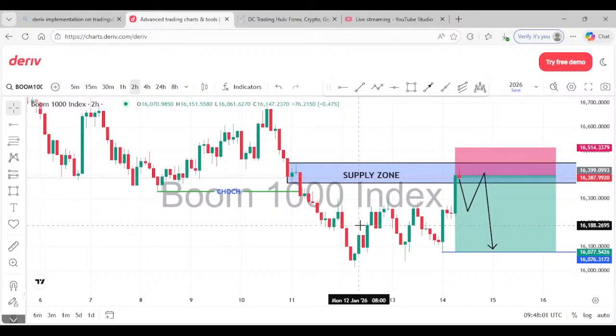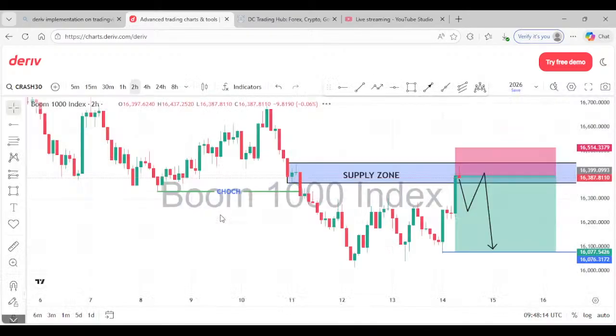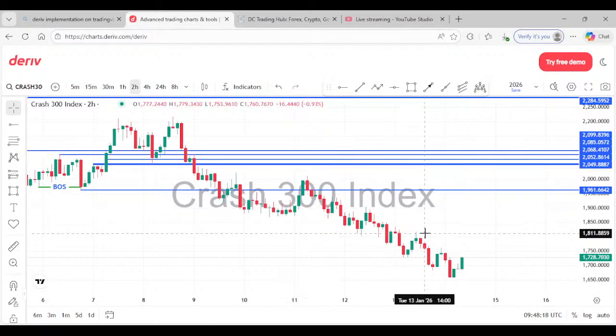So like what we said, we had the signal in Crash 300. We were able to catch small spikes, so we can hold the spike. Let me just go to Crash 300. The spike, and a bigger spike is about to come. Let's just wait a little bit.